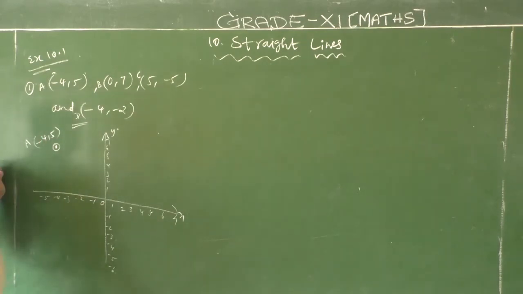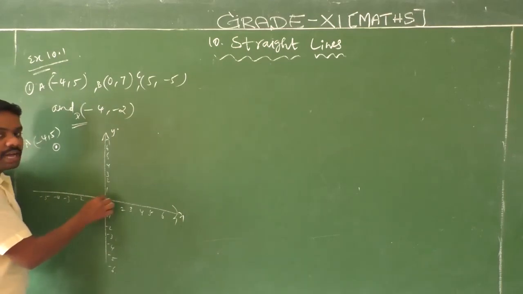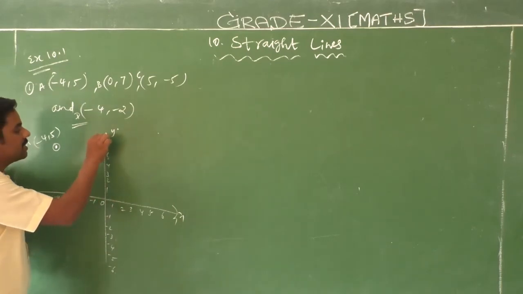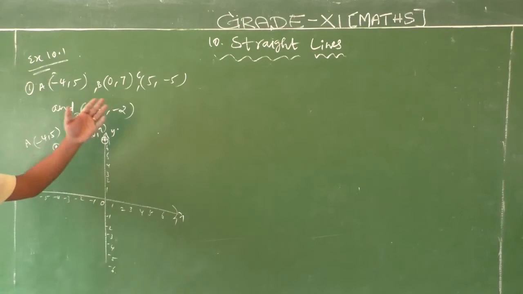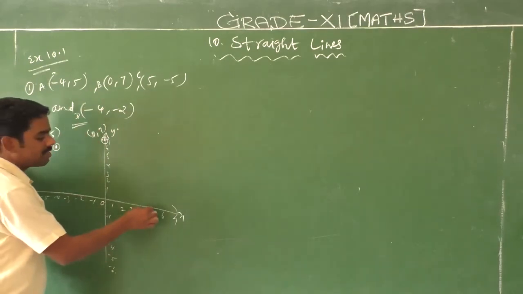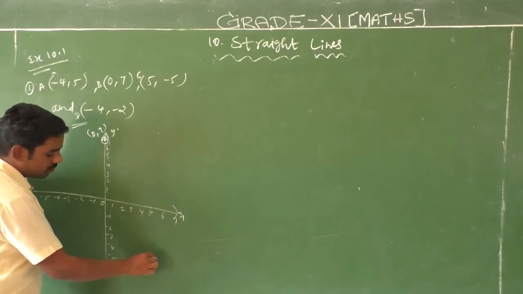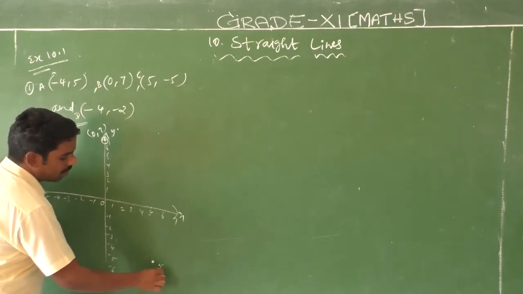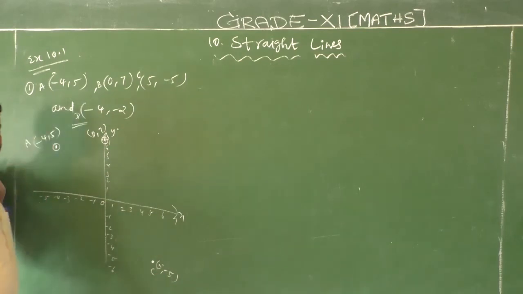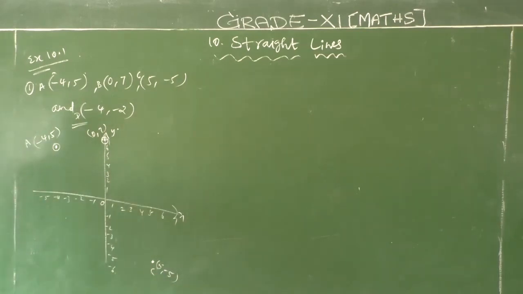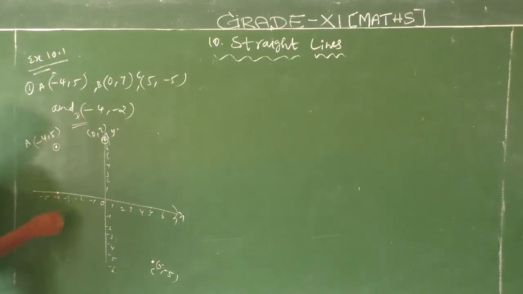And (0, 7): this is 0 and the y coordinate is 7. So this point is (0, 7). And the third point, (5, minus 5). So the x value is plus 5 and the y value is minus 5, below the x-axis. This is (5, minus 5), called C. And the last point, (minus 4, minus 2): minus 4 is left of the y-axis and minus 2 is below the x-axis. Third quadrant. This point is called D.